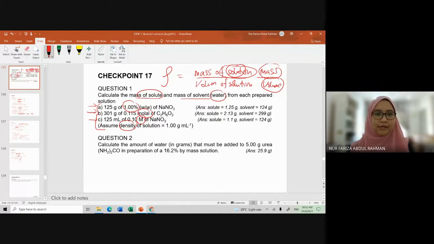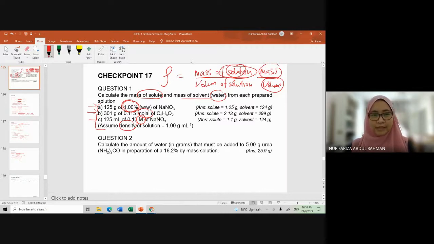Understand it properly. So for A, you have to describe what it means by 1.00% weight per weight of sodium nitrate. Then only can you use the information to calculate the mass of solute and mass of solvent. If you couldn't crack open this information, if you don't understand what this value defines, then that's the end of it for you.